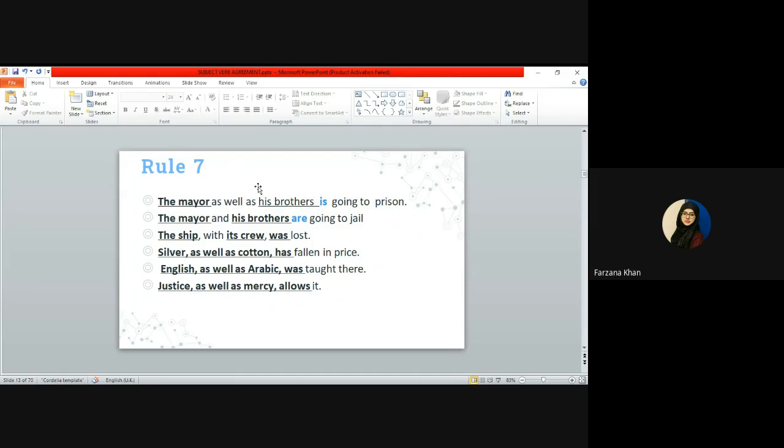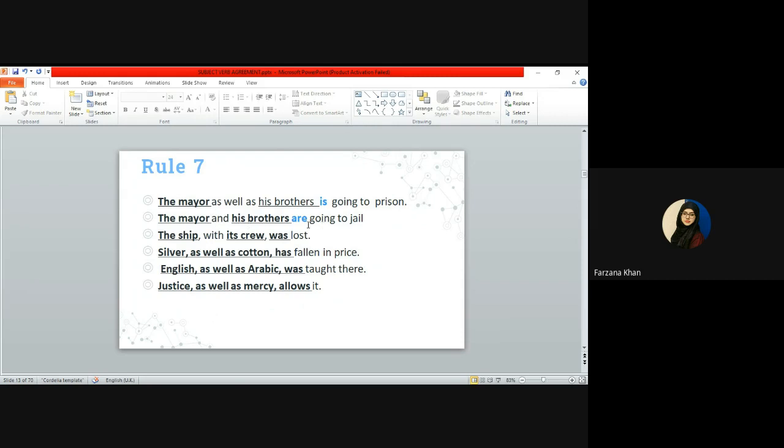So mayor as well as his brothers is going to prison. Is has been used according to the major subject, which is mayor. So as well as has not been used to join these two subjects. Basically, as well as has been used to add other subjects here, to add another noun here. But keep it in your mind that as well as and and are totally different. The mayor and his brothers.